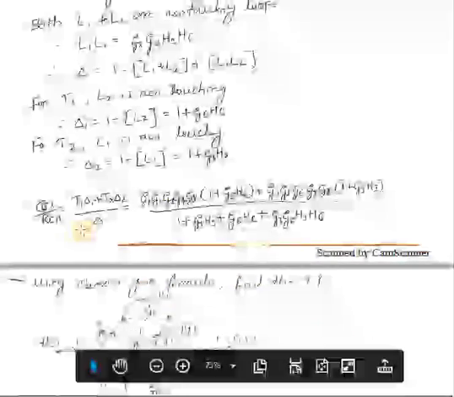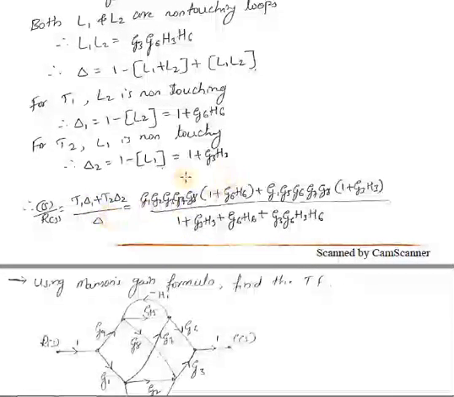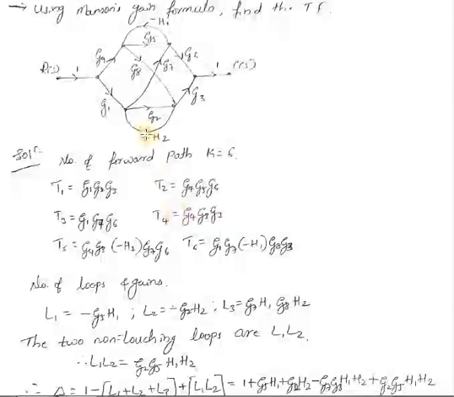So substitute the values in C of S by R of S is T1 into delta 1 plus T2 into delta 2, divided by delta. So this is the transfer function. Then similarly, the next one is similar, only the difference is here you are having 2 more signals. Because of that, your number of forward paths will increase.